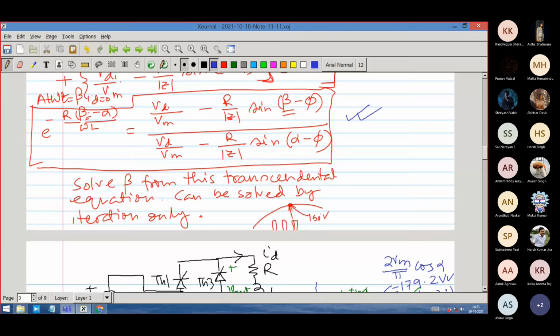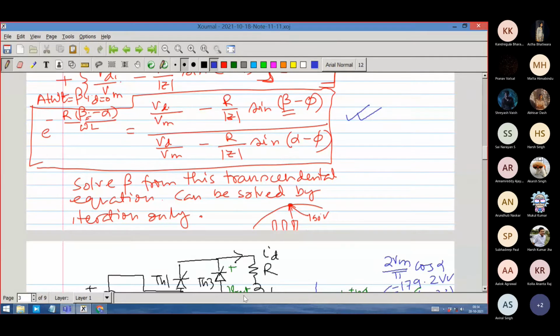This is when you have resistance, and the resistance is only pushing it into discontinuous conduction mode, because the VD is 190 volt. It will demand more and more input voltage, so it will be more and more likely to go into discontinuous conduction mode, because in continuous conduction mode, how much input voltage it can give is limited. That is limited by 2 Vm by pi cos alpha. It cannot go beyond that. So resistance will only push it into discontinuous conduction mode. Okay, so that is the qualitative understanding first.